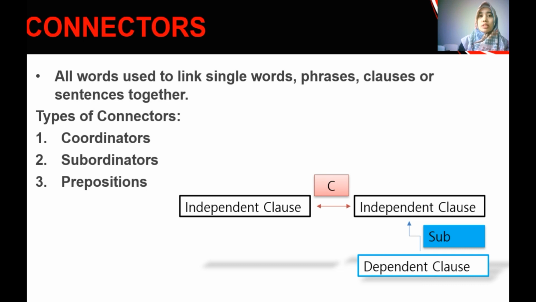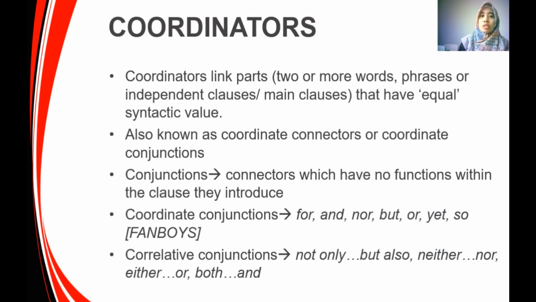Sometimes a dependent clause is inserted with an independent clause. A dependent clause is a clause that cannot stand on its own without the independent clause, because the meaning is incomplete unless it becomes a part of the independent clause. So sometimes a dependent clause is inserted into an independent clause by using the subordinator, as you can see in this following chart.